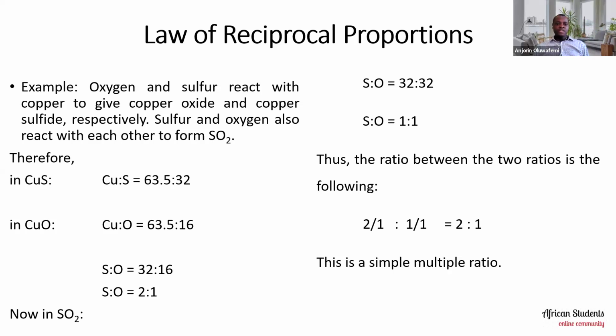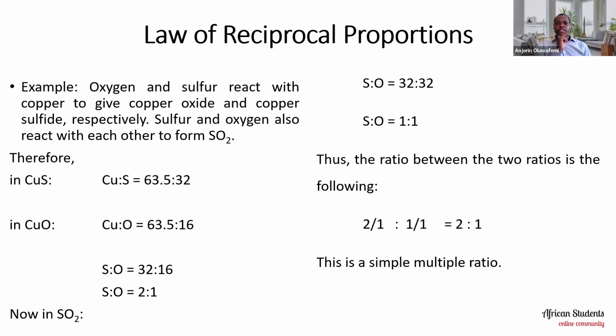You have ratio 32 against 16. Is that also? Yes, it is, based on what we have there, as the relative atomic mass. Now, when you divide through by 16, the ratio of sulfur to oxygen that you have there will be ratio 2 to 1. That's the ratio that you have there.